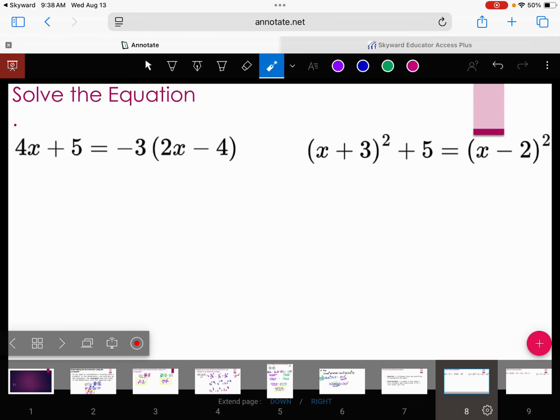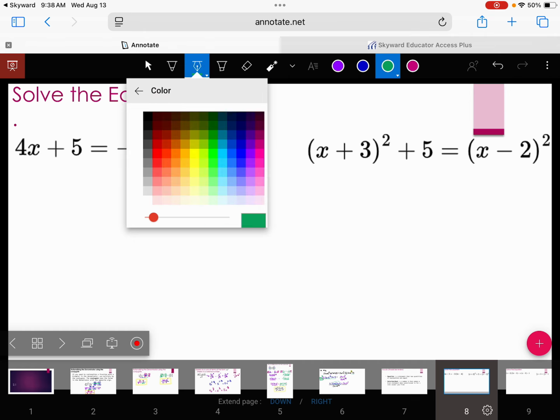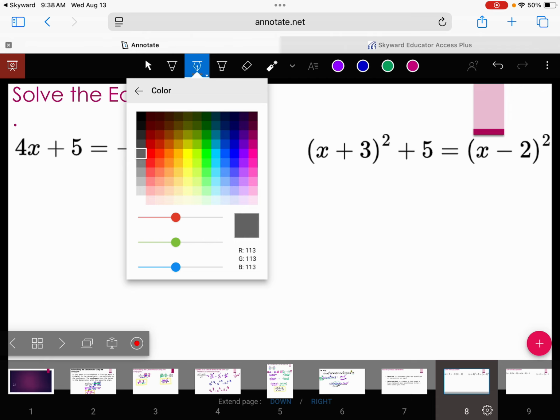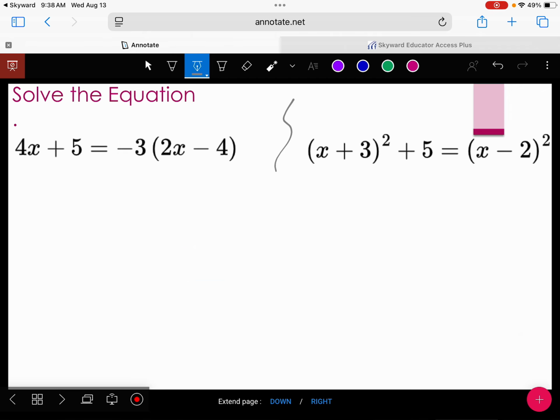Got 2 up here. Let's look at the left one. Trying to solve, this is when we are going to start crossing equal signs. So we can do the same operation on both sides of the equal sign. Huzzah, we're more familiar with that. We love that. So let's look at this left one where we have 4x plus 5 equals negative 3 times the quantity 2x minus 4. What can I do to try and solve this?